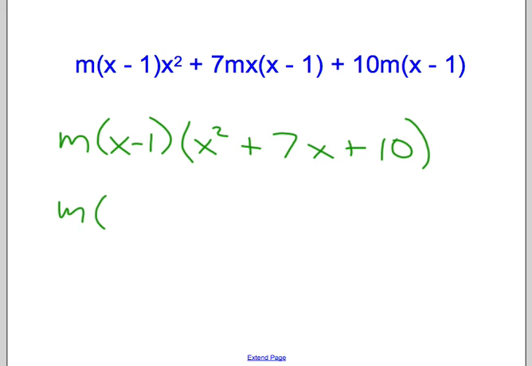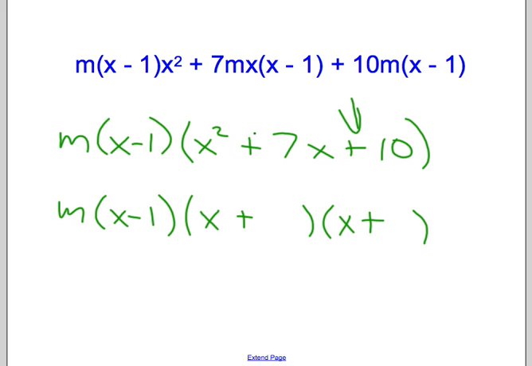M, then the x minus 1. Again, just reminding you that this is part of the answer, having that part in front. Signs are going to be the same, and they're going to be positive. Factors of 10 that have a sum of 7. 2 and 5.